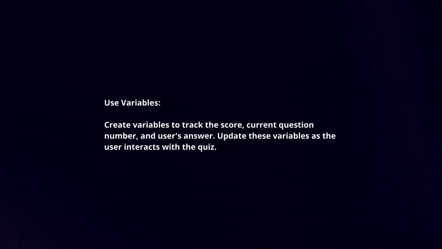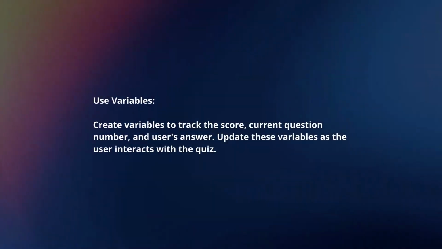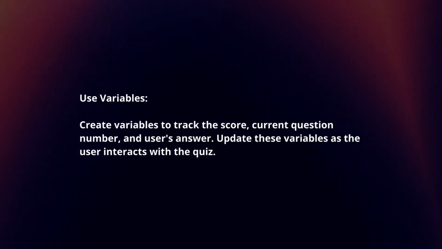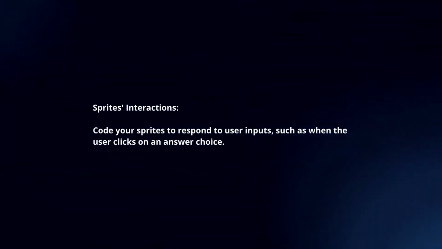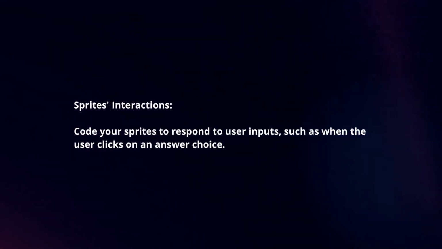Use variables. Create variables to track the score, current question number, and user's answer. Update these variables as the user interacts with the quiz. Sprites interactions. Code your sprites to respond to user inputs, such as when the user clicks on an answer choice.